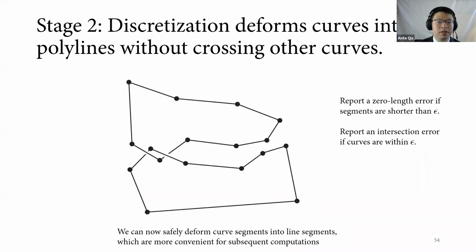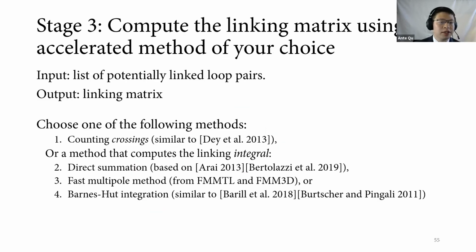After we finish this subdivision, we deform each curve segment into a line segment. Line segments are more convenient for the linking number computations in the next step. So stage 3 is the actual computation of linking numbers. The input is a list of potentially linked loops, and the output is the linking matrix. There are many methods that we explored for this stage, each with their own advantages. The first is counting crossings, and the other methods use the linking integral. In the interest of time, we'll only discuss counting crossings, direct summation, and Barnes-Hut integration.